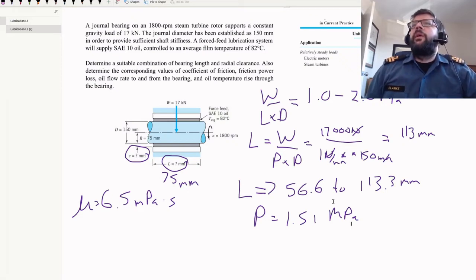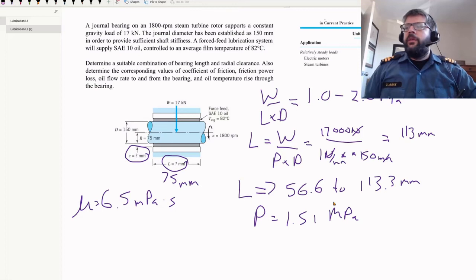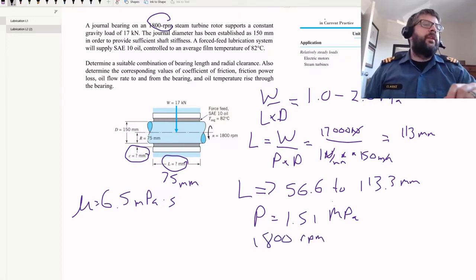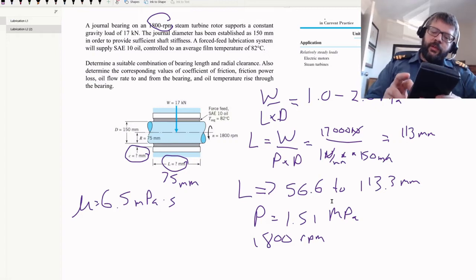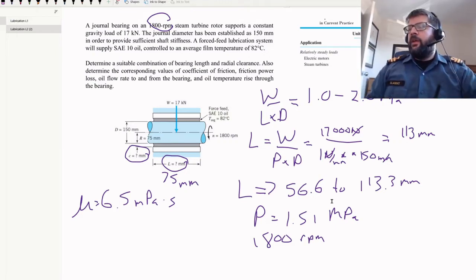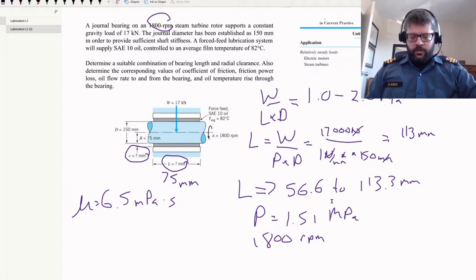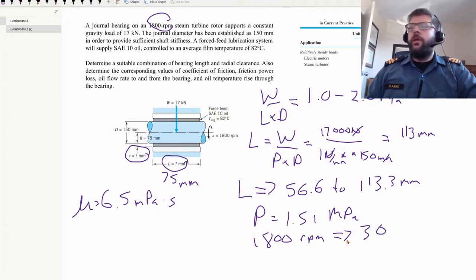And then we have our rotational speed. That's going to be 1800 RPM. Keep in mind that our hydrodynamic performance charts are in terms of revolutions per second. So we need to take that 1800 divided by 60. That gives us 30 revs per second.